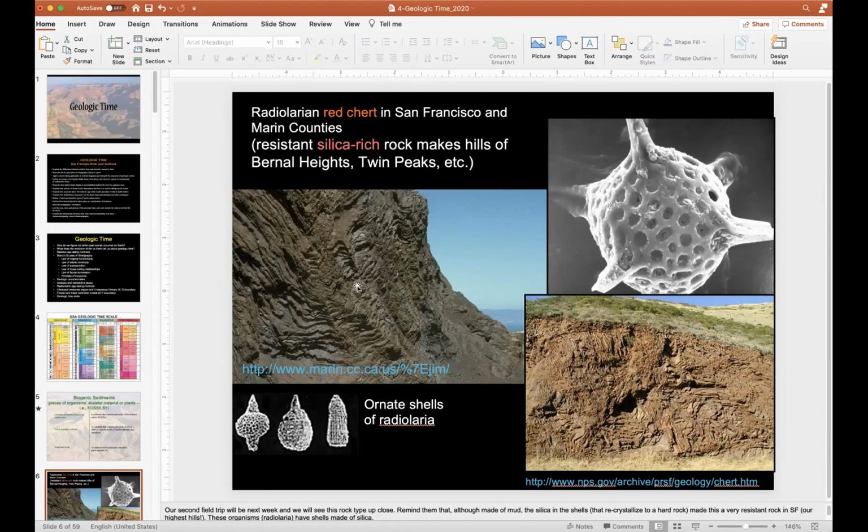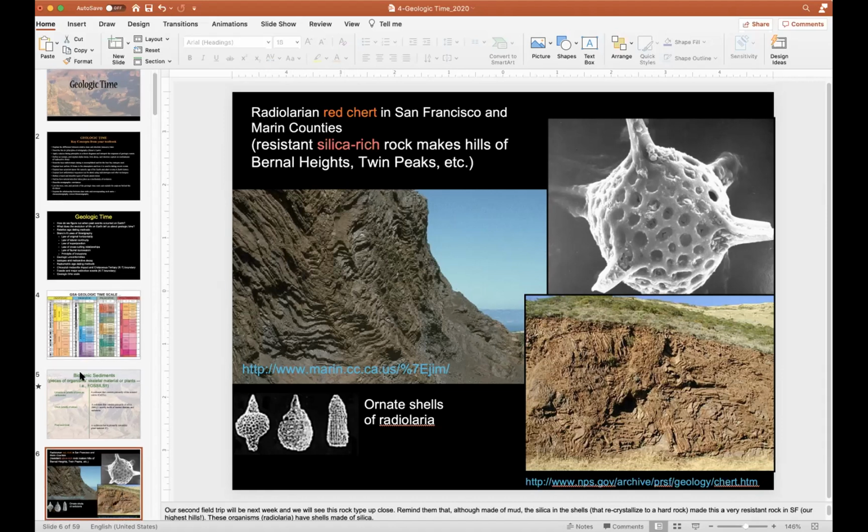Let's see what else I wanted to say about this. Oh yeah, so Bernal Heights, Twin Peaks, a lot of the hills in the city are made up of this chert. So take a look the next time you drive past a hill in San Francisco.